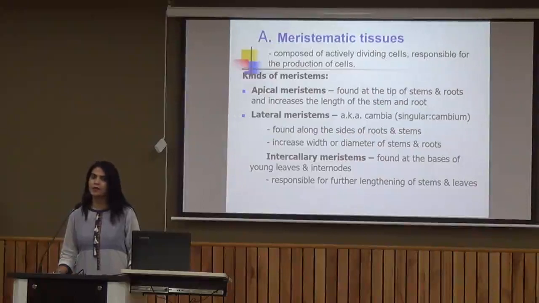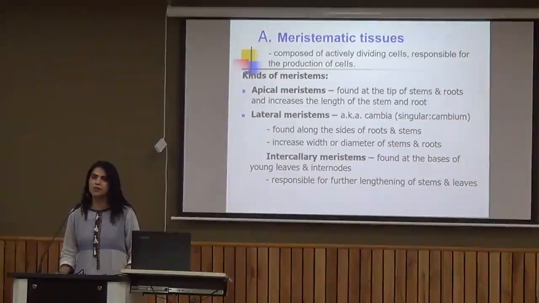Apical meristem is found at the tip of the stem and root, and is responsible for the elongation of the plant part. It might be the root, it might be the stem. The second type, lateral meristem, is found along the sides of the stem and root, and its basic function is to increase the width or diameter of the stem and root.